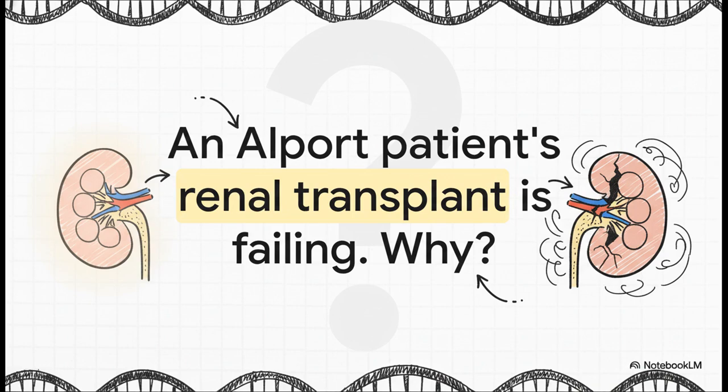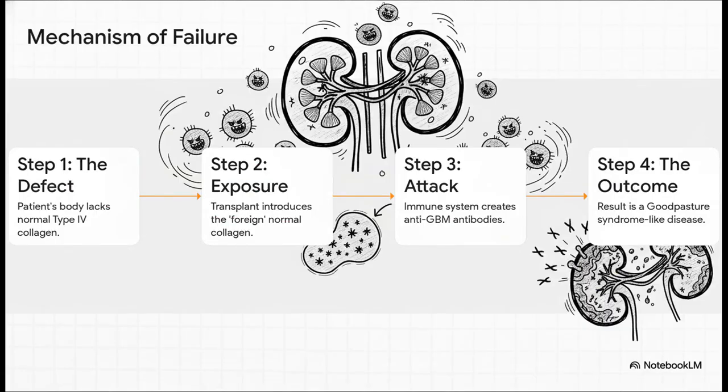What's going on here? So here's how it works. The patient's immune system has never, ever seen normal type 4 collagen. Their genetic defect meant they just couldn't make it. So when the healthy transplanted kidney comes in, it introduces this normal collagen as a brand new foreign antigen. The immune system then mounts a response, creating anti-GBM antibodies that attack the new kidney's basement membrane. The result is a post-transplant anti-GBM disease that looks and acts just like Goodpasture syndrome.